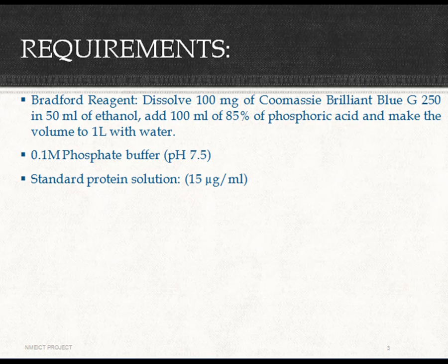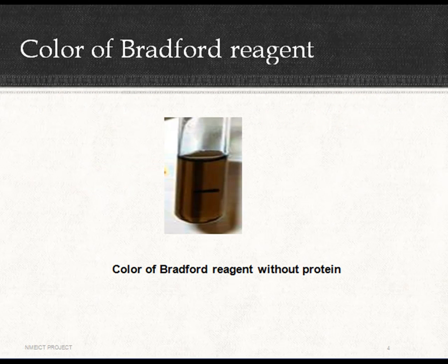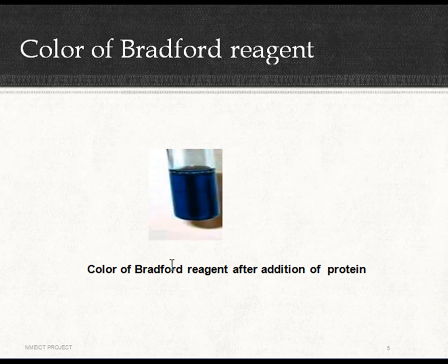Second requirement is 0.1 molar phosphate buffer, that is of pH 7.5, and standard protein solution, that is generally bovine serum albumin. How does this Bradford reagent look when the proteins are not mixed? It gives a brownish color, you can see in the diagram. And how does the color change when the protein is added? It gives blue color in the presence of protein.